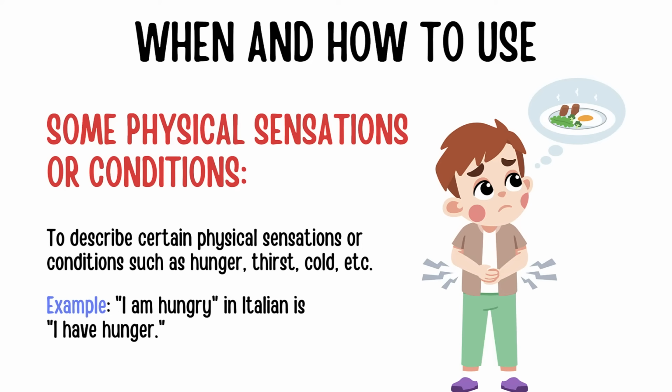Weather expressions. For example, it's cold. In English is with the verb to be, but in Italian you can say with the verb to be, that is è freddo, but it's very common to use fa freddo. For example, fa freddo fuori. It's cold outside.